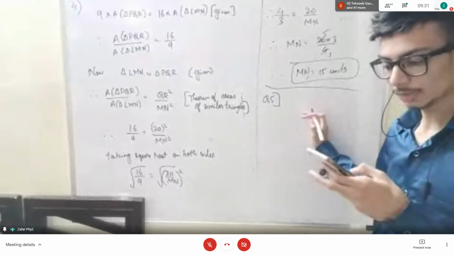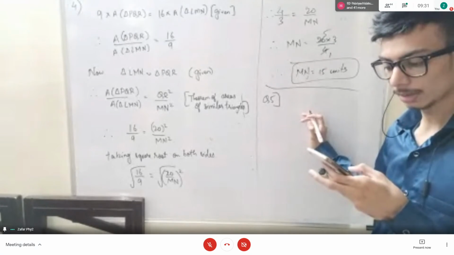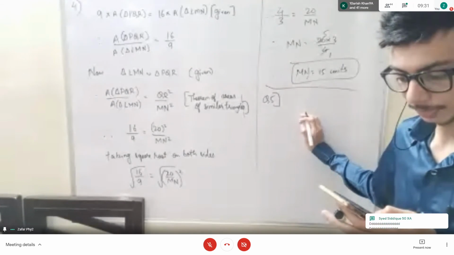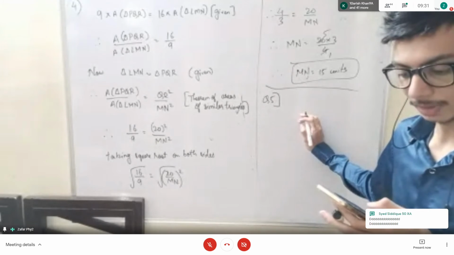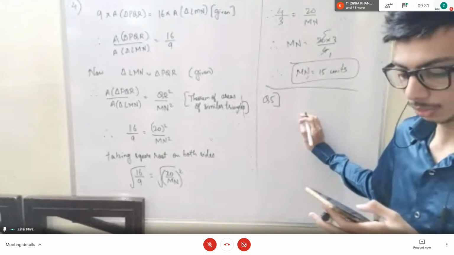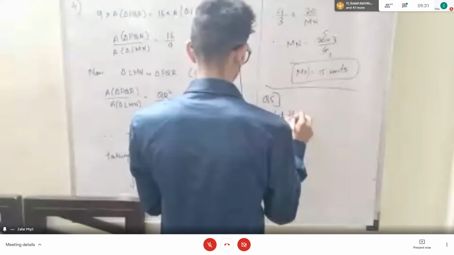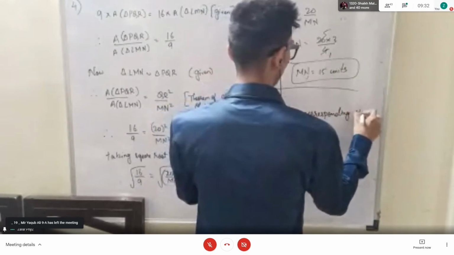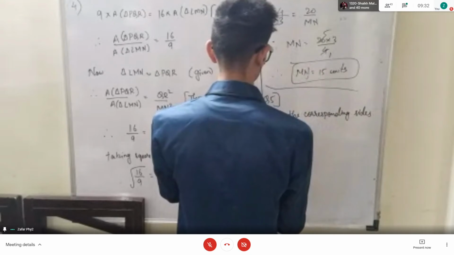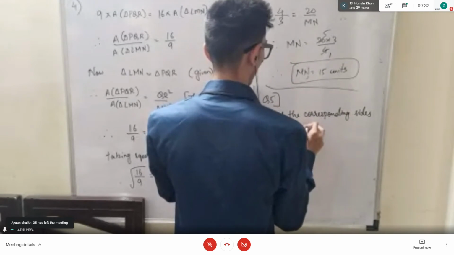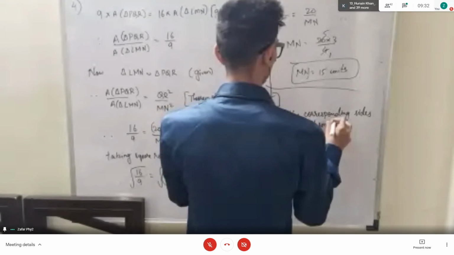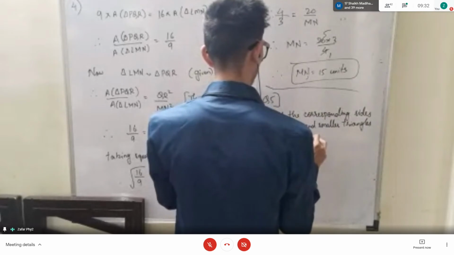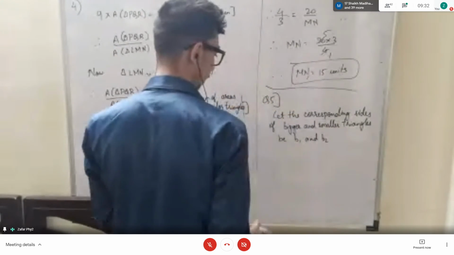सॉल्यूशन देखो. Areas of two similar triangles are 225 square centimeter and 81 square centimeter. So two triangles they have given. There is no ABC PQR. So what we will do? Let the corresponding sides of bigger and smaller triangles be B1 and B2.